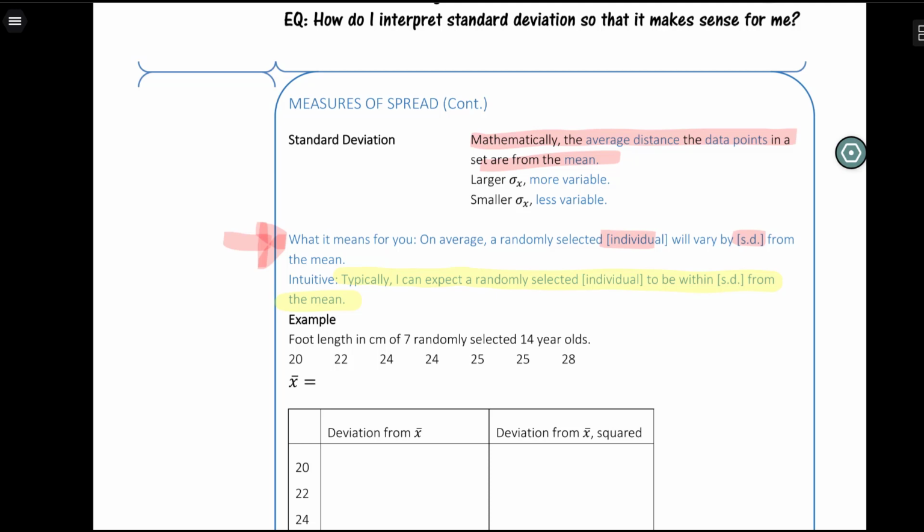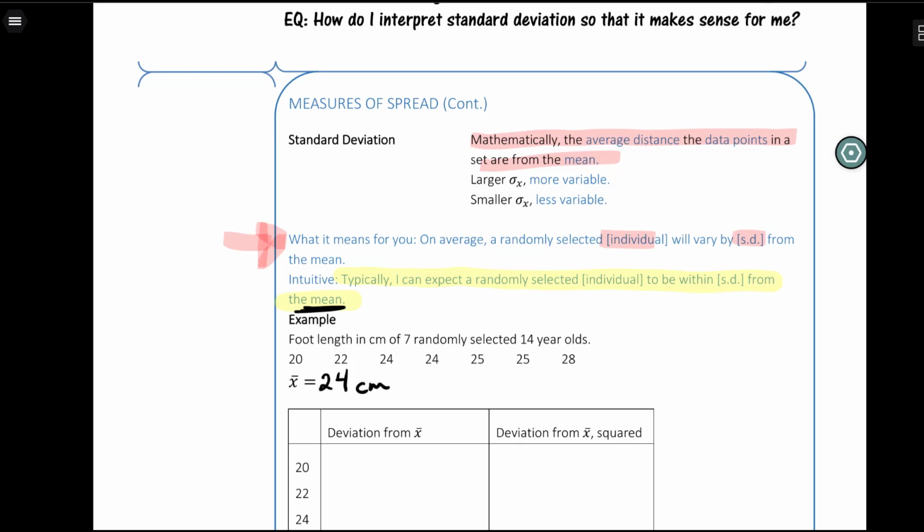So the first thing we need to do is find the mean, because we know the mean is in the definition, right? So we need to find it by adding all of these up and then dividing by 7. I'll just go ahead and cheat. I know the answer, and that is 24 centimeters is the average 14-year-old's foot length in this sample.